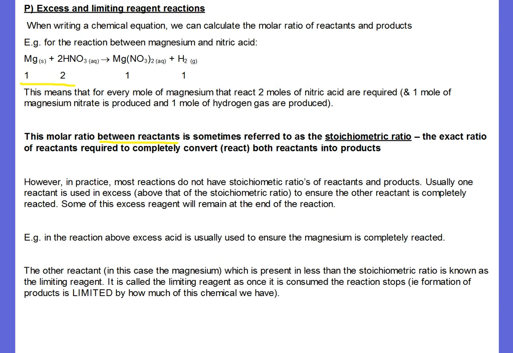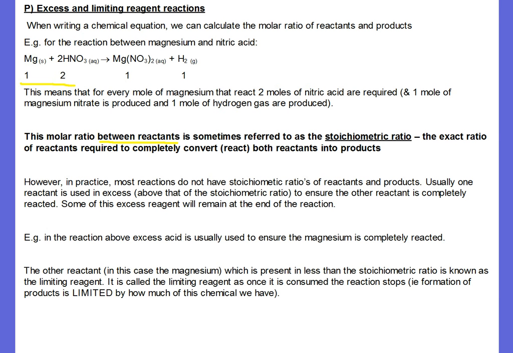And this mole ratio between the reactants is sometimes called the stoichiometric ratio, the exact ratio of reactants, so they're both completely consumed and turned into products. However, in practice, we often don't get a stoichiometric ratio, particularly in chemical laboratories. Often you add one chemical in excess so the other one completely reacts.